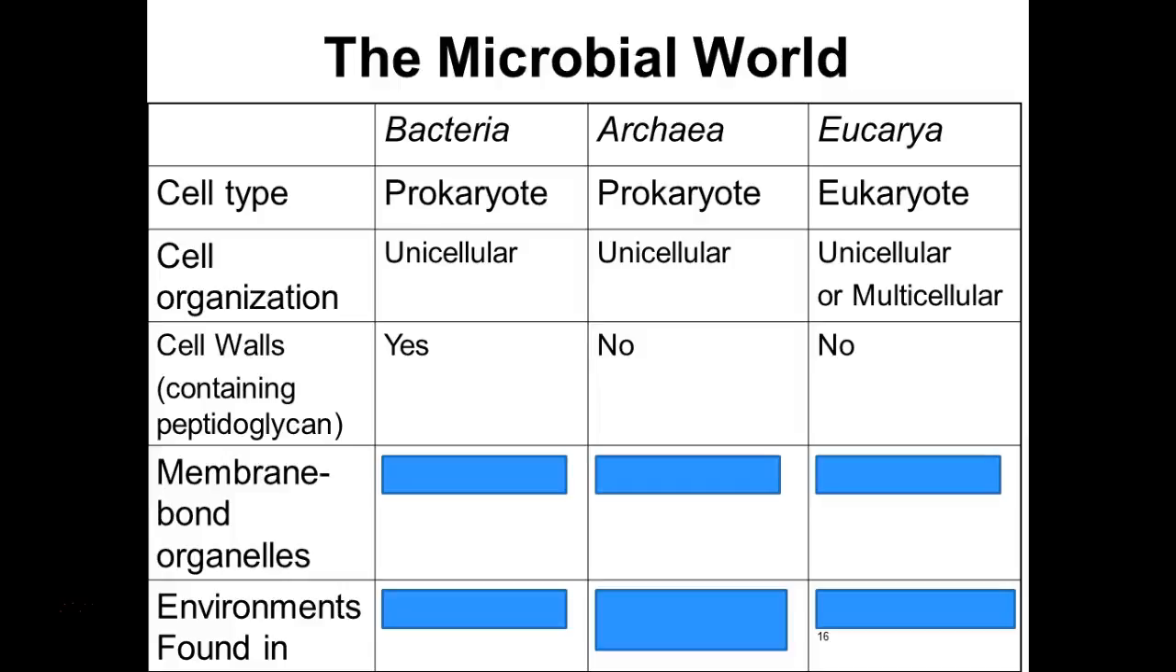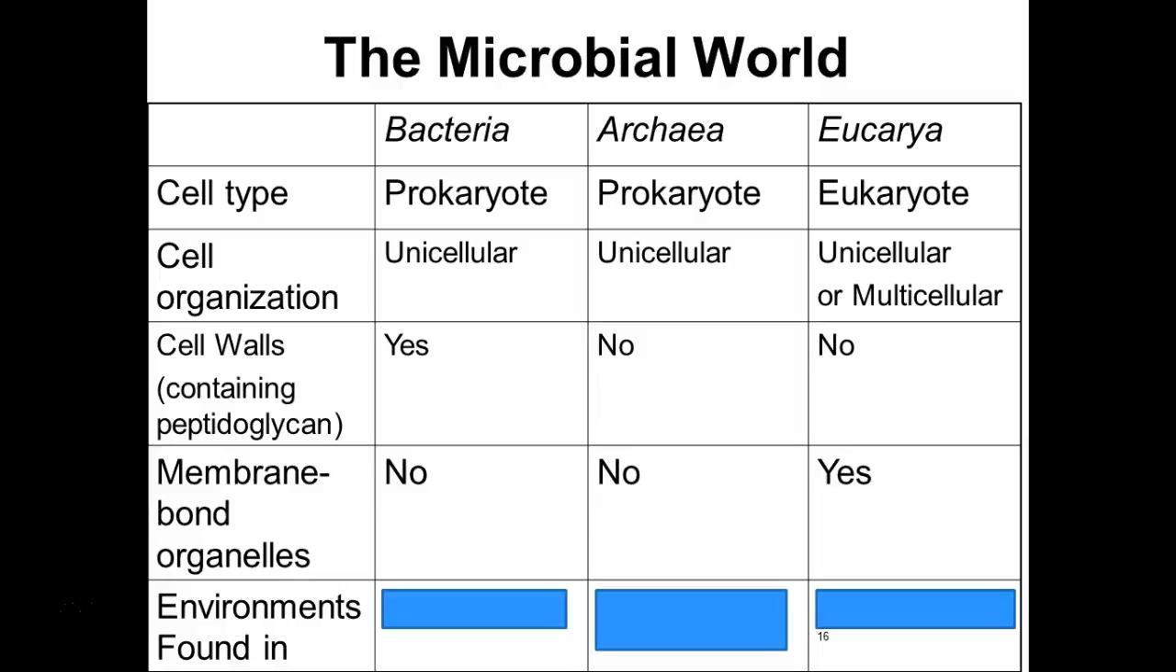Okay. So membrane-bound organelles. The nucleus is a membrane-bound organelle, right? And then we named a couple others just a moment ago. What cell type has those? So which domain? Eukarya. Do prokaryotes in the domains bacteria or archaea have membrane-bound organelles? No.